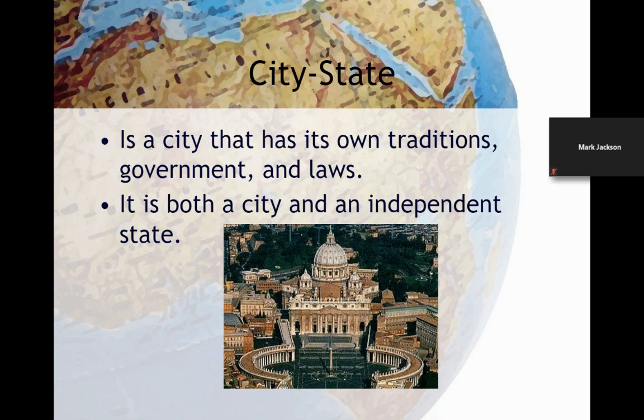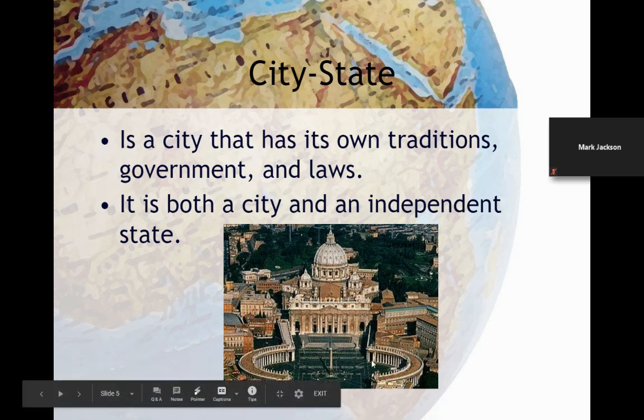Remember, a city-state is its own territory, has its own governments and laws, and it's both an independent city and a state. Perfect example of a city-state, Vatican City. It is the world's smallest country. It's literally the size of a building. So it's this building plus the plaza. That is it. That is Vatican City.